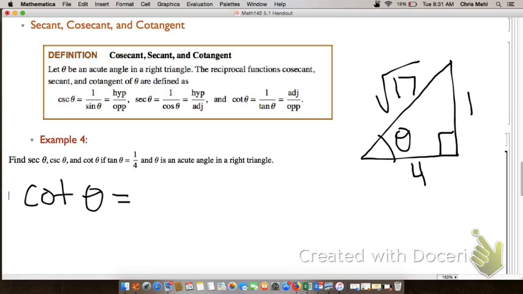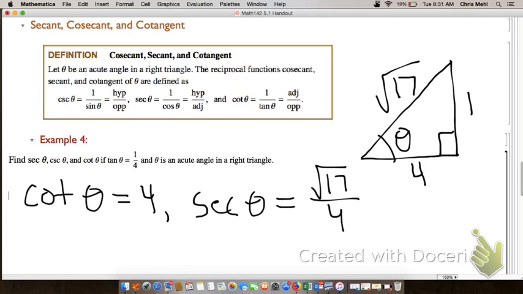Cotangent of theta, since tangent's 1/4, cotangent is just the reciprocal, 4. And then secant theta is, well, cosine of theta was adjacent over hypotenuse. So secant theta is going to be the length of the hypotenuse over the adjacent side. And finally, cosecant theta. Sine is opposite over hypotenuse, which would be 1 over root 17.